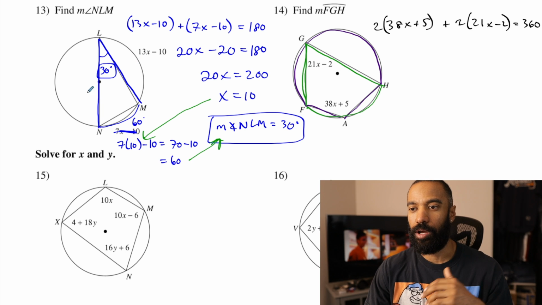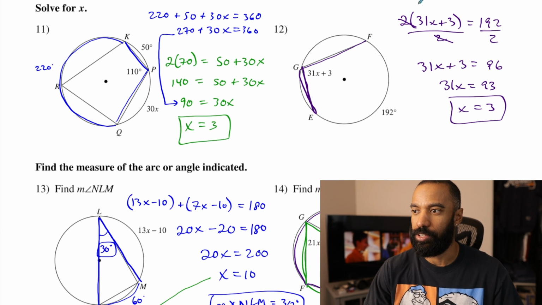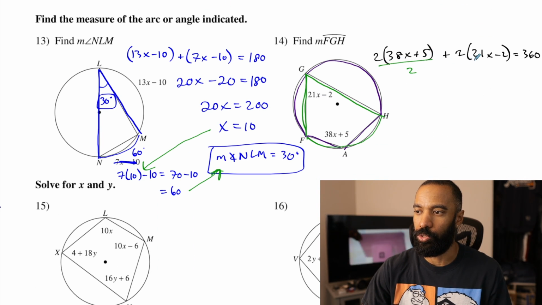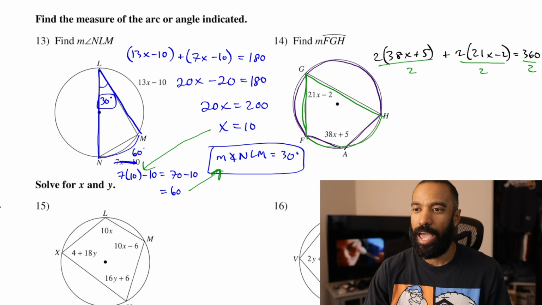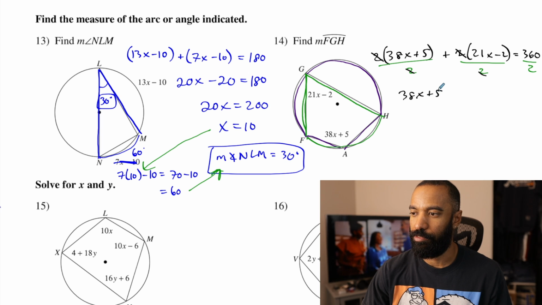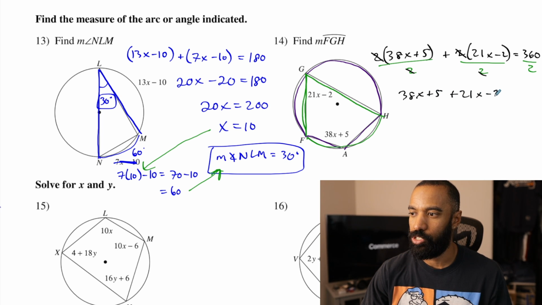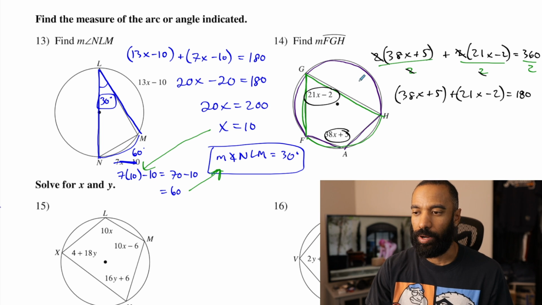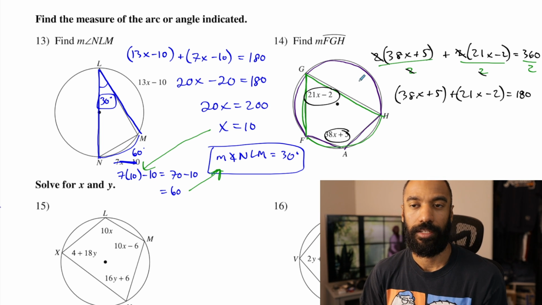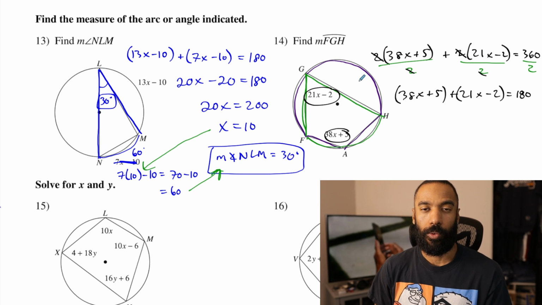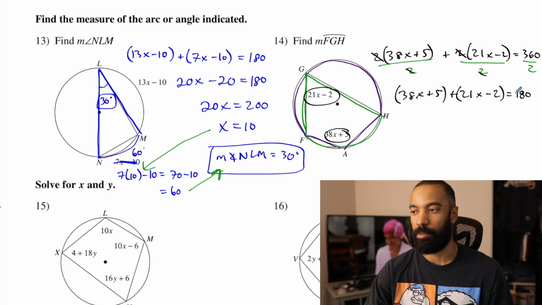Now, before I distribute, I'll do what I did in the previous problem. Instead of distributing, divide everything by 2. You divide these quantities by 2, over 2, over 2, over 2. And notice what comes out: 38x plus 5 plus 21x minus 2 equals 180. You're getting, once again, another look at the fact that these two add to 180, therefore they are supplementary. And that's no coincidence. They should be supplementary. They should add to 180.